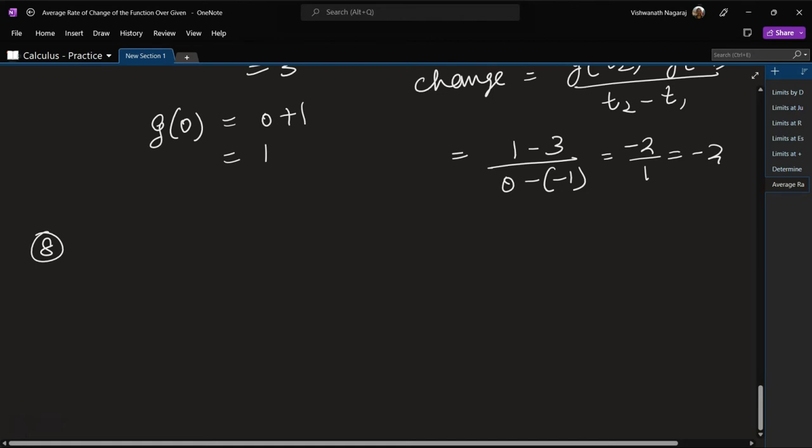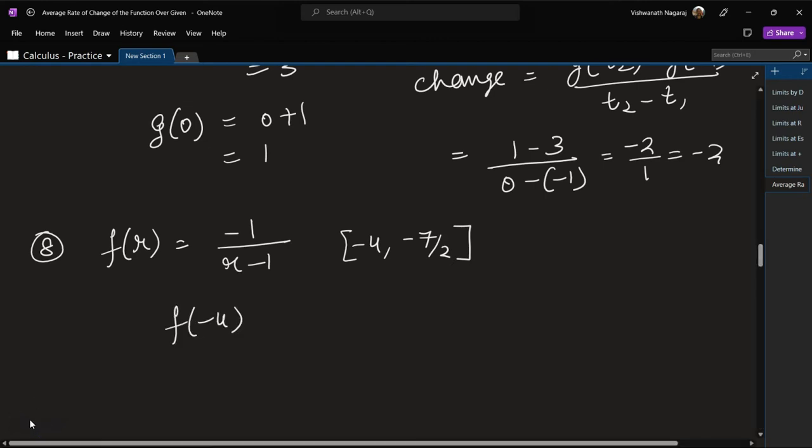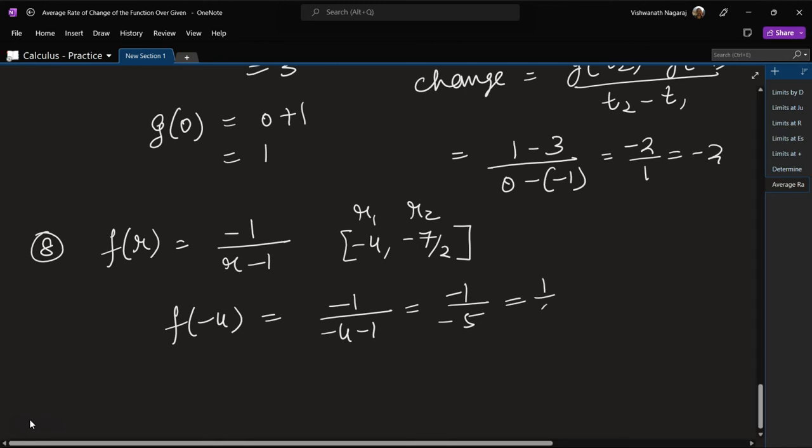Eighth one is f of r is equal to minus 1 by r minus 1 in the interval minus 4 comma minus 7 by 2. So here f of minus 4. So here this is r1, this is r2. So f of minus 4 is equal to minus 1 by minus 4 minus 1, which is minus 1 by minus 5, which is equal to 1 by 5.